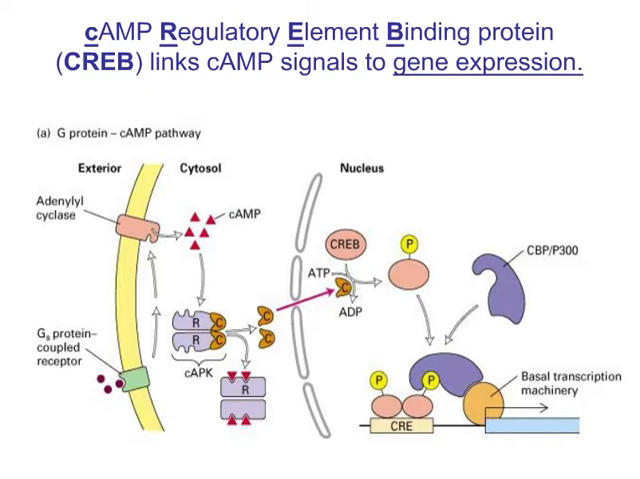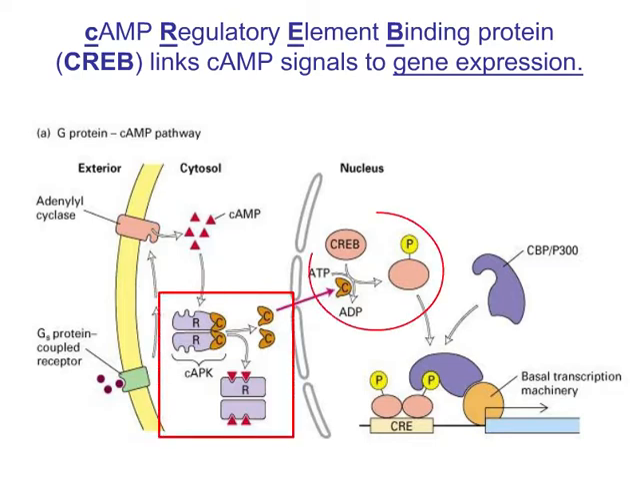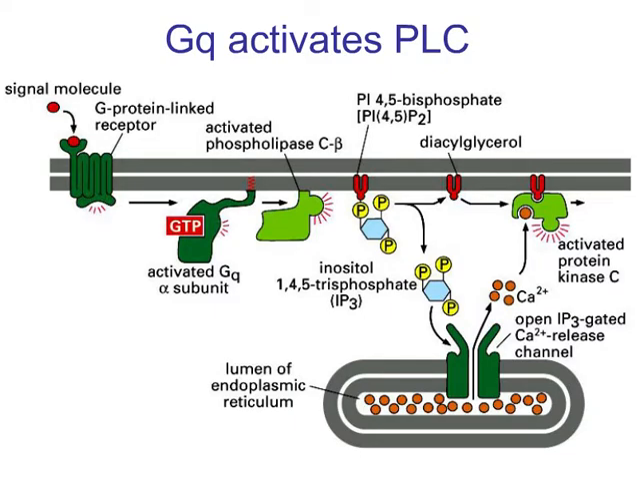Hormones that signal through G protein-coupled receptors to increase the level of cyclic AMP within cells can also affect the expression of specific genes in the cell. Activated protein kinase A can phosphorylate cyclic AMP regulatory element binding protein, or CREB. CREB is a transcription factor that binds to cyclic AMP response elements located in the promoters of genes sensitive to cyclic AMP regulation. Thus, short-term changes in cyclic AMP levels within the cell can be translated into long-term changes in gene expression.